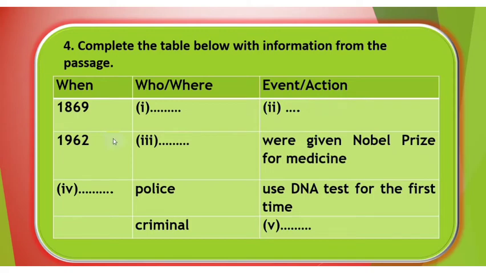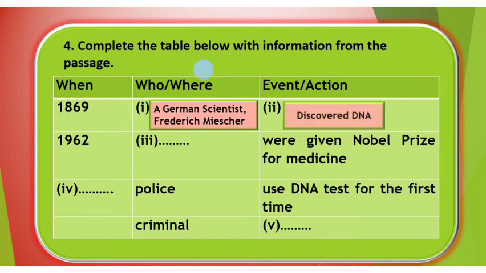So, our first question, 1869. What happened? Do you remember in 1869? Yes, at that time, a German scientist whose name is Friedrich Meyer discovered DNA. So, in place of who, where, we write the answer: a German scientist, named Friedrich Meyer. Then in the answer for the next box, we have to place discovered DNA. So, our answer is complete.